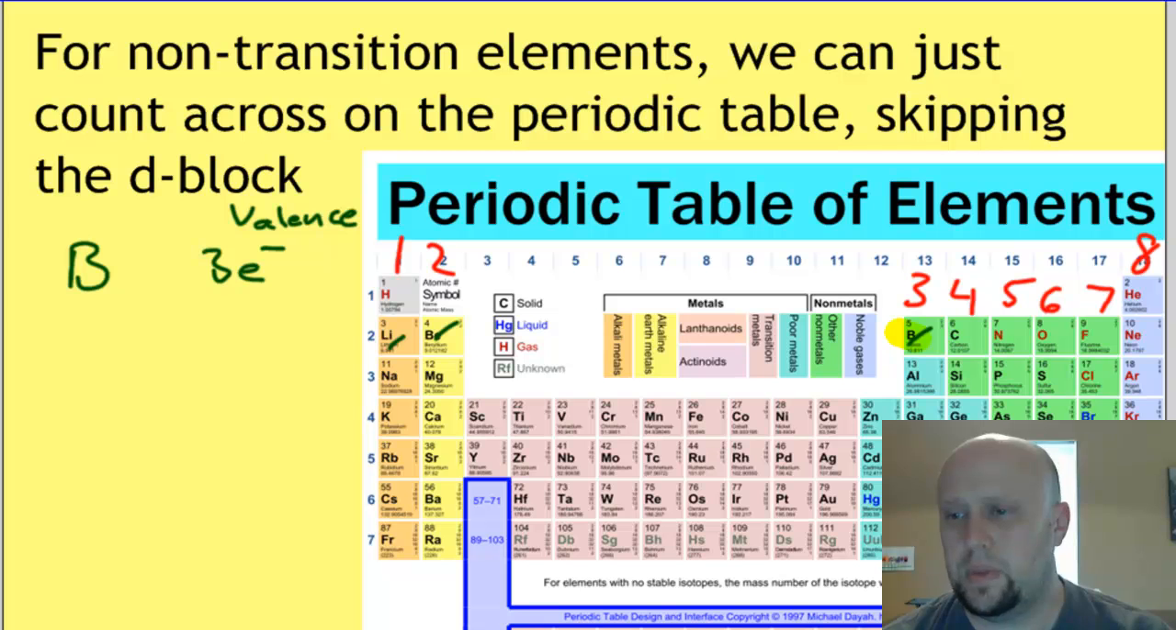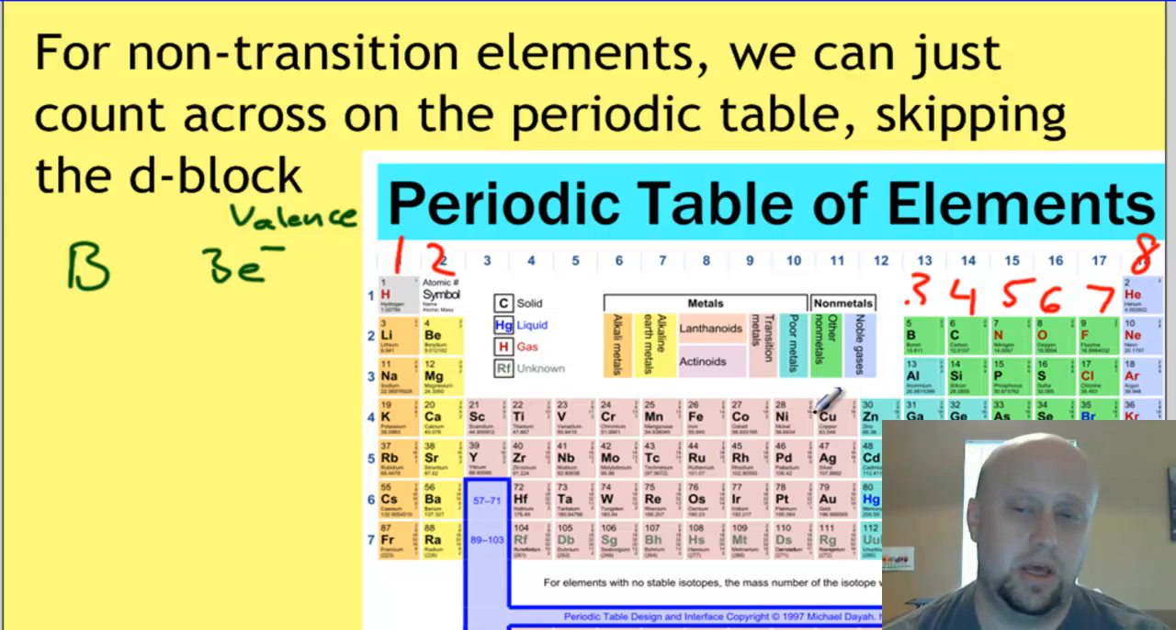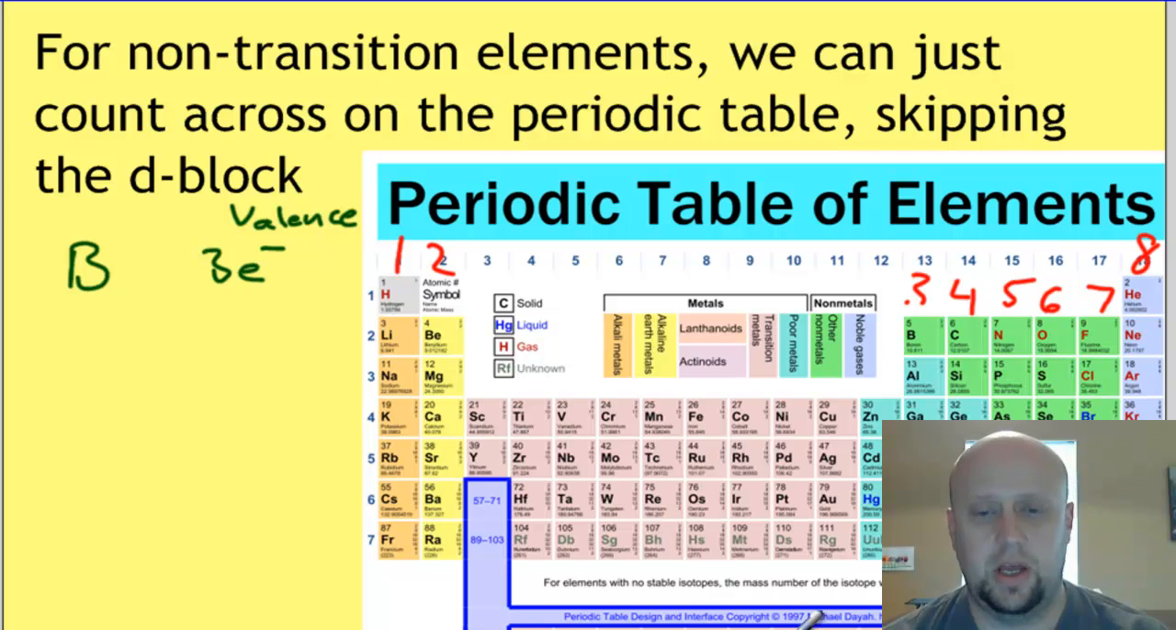So relatively simple, if you are just looking for things in the S and the P. And to be honest, that's pretty much what we're going to do most of the time. The transition stuff and the F block stuff gets a little bit more complicated. So we're usually going to stick to valence electrons. We're going to use those a lot in the next section when we talk about bonding. But let's just do a couple of others real quick.